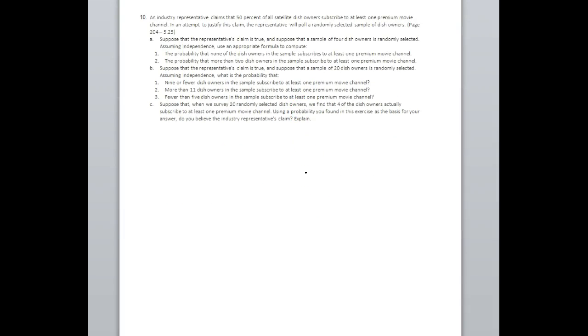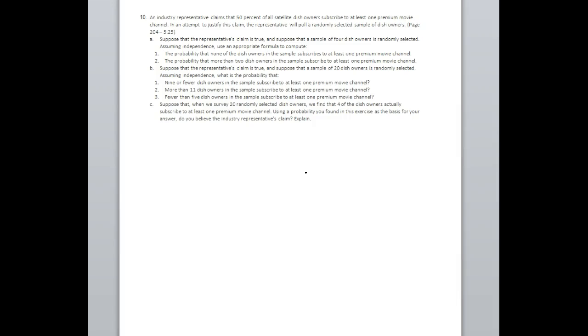Number 10, an industry representative claims that 50% of all satellite dish owners subscribe to at least one premium movie channel. Okay, in an attempt to justify this claim, the representative will pull a randomly selected sample of dish owners. Okay, and that's on page 204. It's 525. Okay, so the first thing I like to do with these is I like to read through the problem and try to figure out what's going on and try to figure out what they mean. But here, let's read A first, and then we'll get back to reading 10.